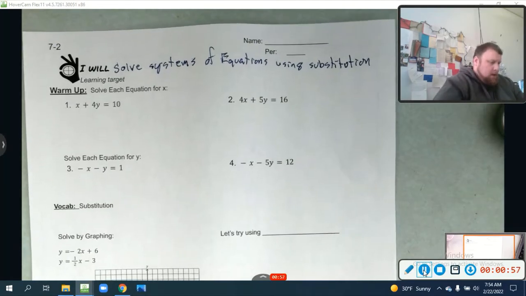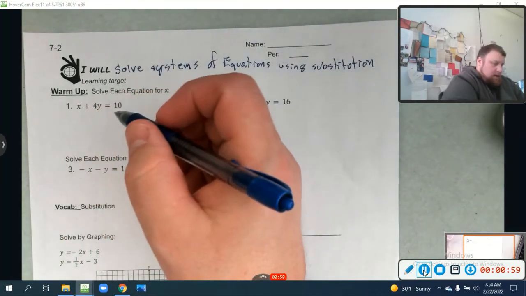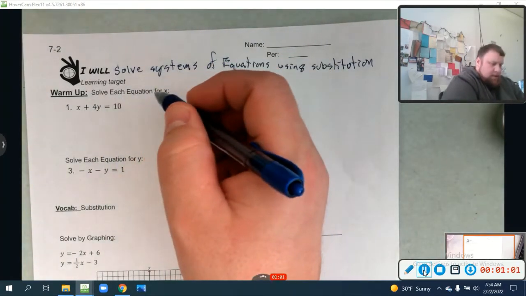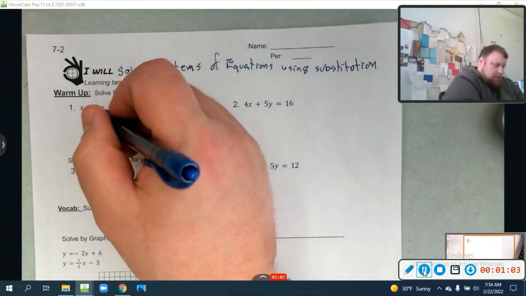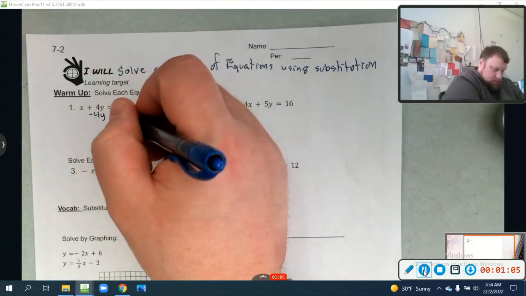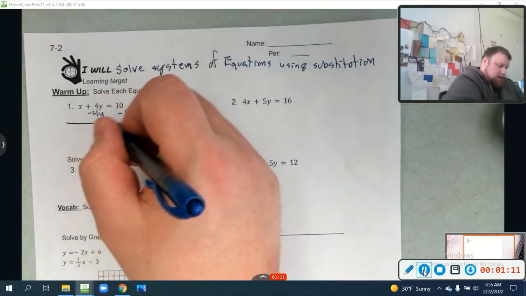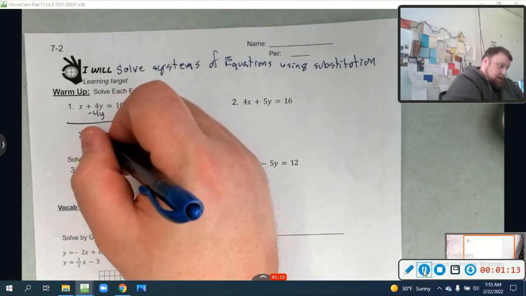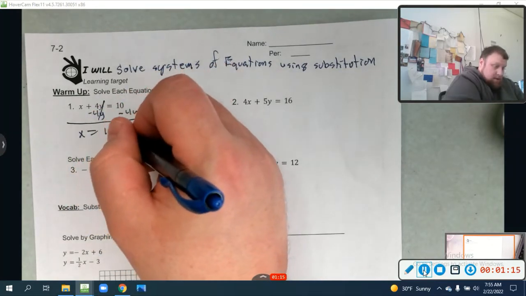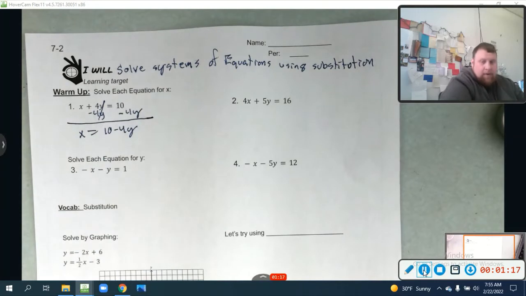Okay, so right here I see x plus 4y equals 10. It says solve each equation for x. So I'm just going to subtract 4y over. Now, normally with y equals mx plus b, I like to put the x in front, but honestly, we're not doing that, so I don't really care. I'm just going to have x equals 10 minus 4y. Now, if I was solving for y, I would go the other route. I'd always put it in mx plus b form.